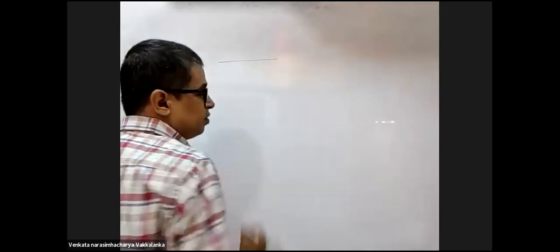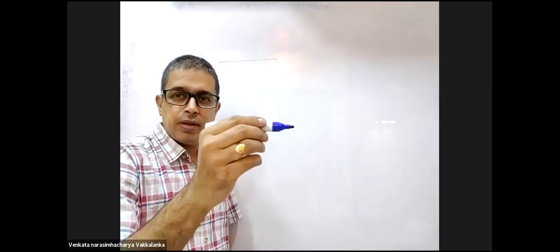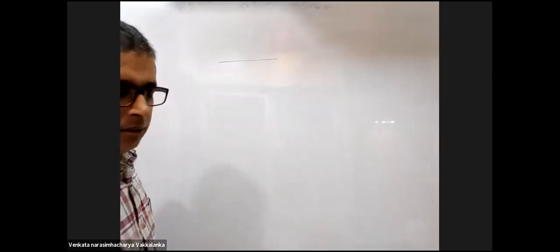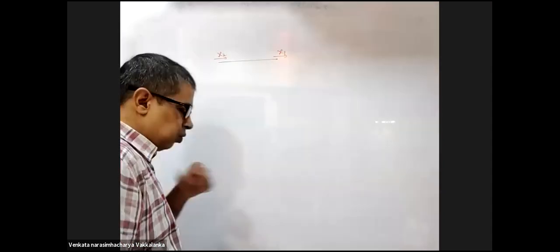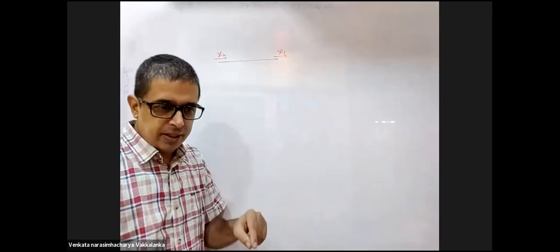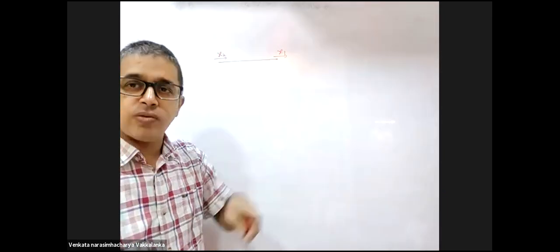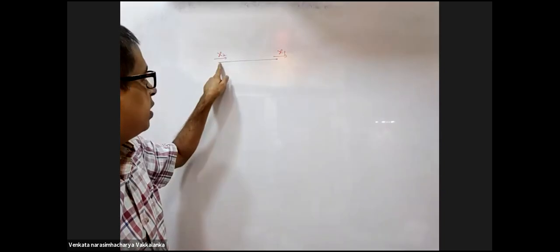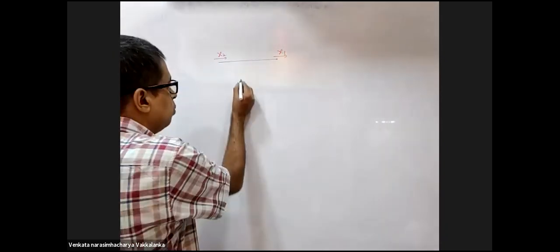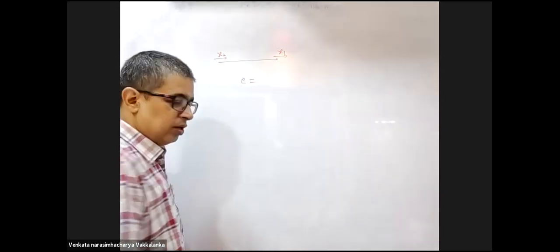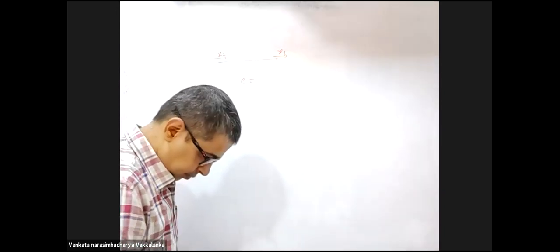Listen. Suppose I tell you this is a string. The length of this string should remain constant. If this end moves by a distance of x1, this end moves by a distance of x2 in the same time interval. What will be the elongation in the string? Zero?